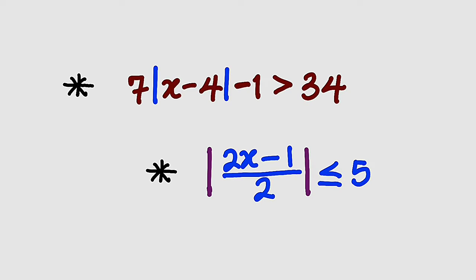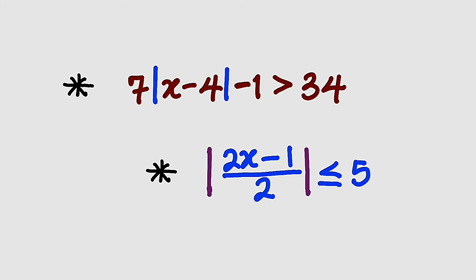Hello, good day viewers. In this tutorial we are going to find a solution to these two absolute value inequality problems. We have the first one, which is 7 multiplied by the absolute value of x minus 4, minus 1, is greater than 34, and the second one is the absolute value of (2x minus 1) divided by 2 less than or equal to 5.